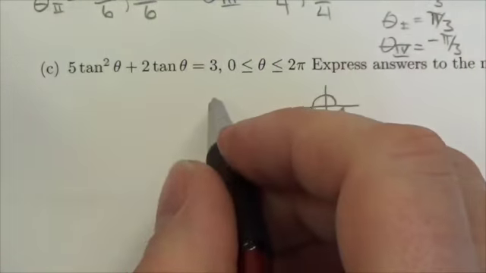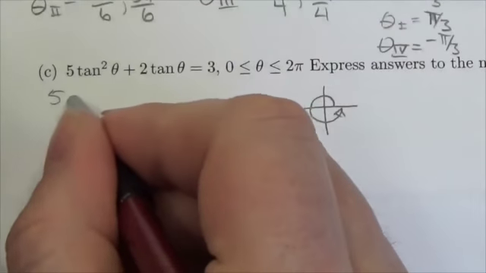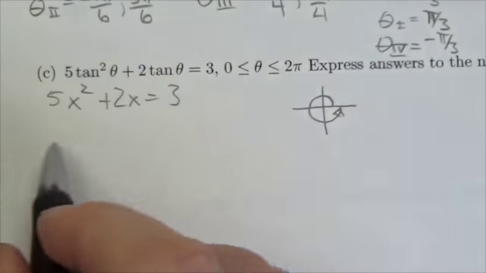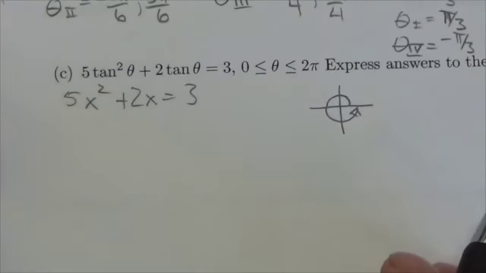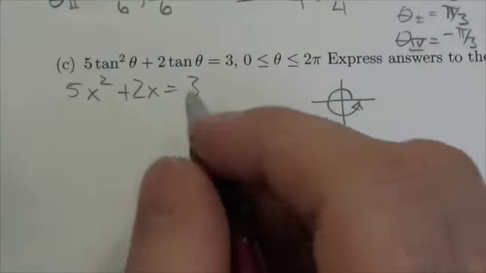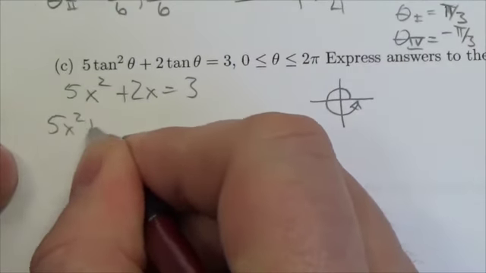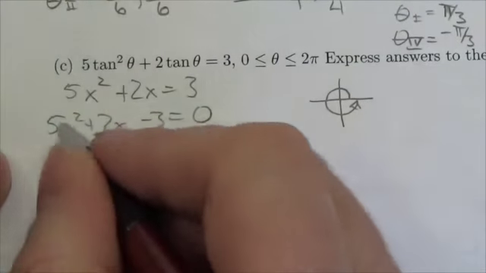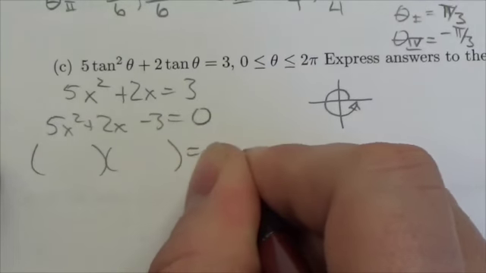So what I'm going to do here is, I don't know what the tangent of theta is, so it's like an unknown to me. I might as well call it x. By making that substitution, I give myself the opportunity to deal with the algebra first, and I can deal with the trig later. Because this is a quadratic, I will bring the 3 over so that the equation is equal to 0.